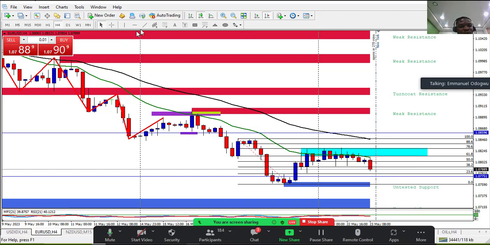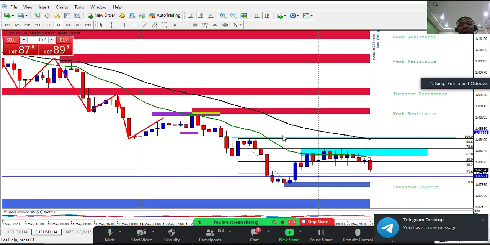This other area, this high that broke this low, becomes our resistance. If this high is taken out, it means we have a shift. But right now, there is no shift. The market is pumping downward.